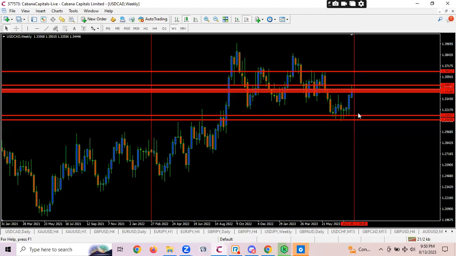That's my take. Technically USD CAD is bearish. USD CAD is supposed to sell this coming week. But like I said, we have a lot of major news that will be released this week, which could influence price action. But technically, USD CAD is expected to be bearish this week.